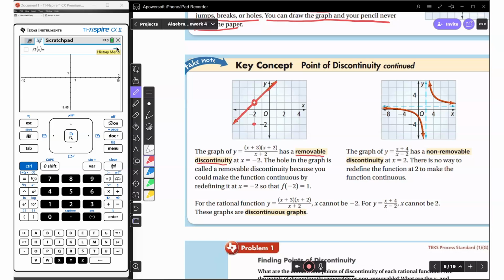A discontinuity that is non-removable, there literally is an asymptote and a horizontal asymptote. So there's no replacing of that at that point. It's discontinuous. Okay? So we're going to be talking about those types of discontinuities or discontinuous graphs. So we're going to go ahead and go to number 1.